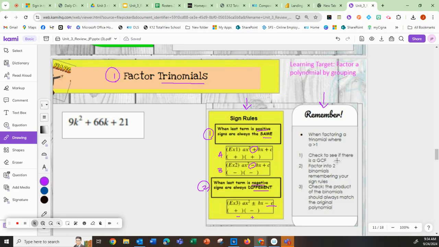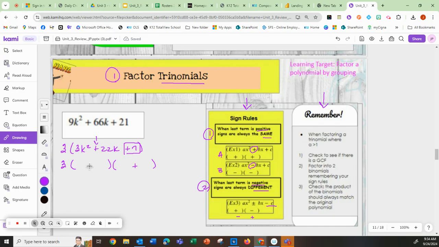We're going to check to see if there's a GCF, and there is a GCF of 3 here. We're going to factor out the 3. And then we're left with a trinomial. We're going to look at the last term. It's positive, and that means the signs are the same, and the signs will be whatever the middle sign is. So I know my factors are going to be plus plus.